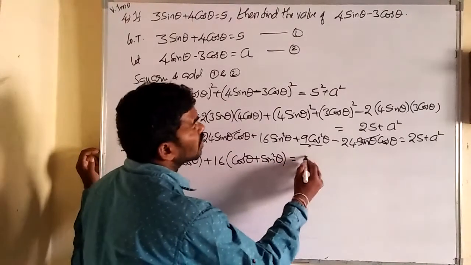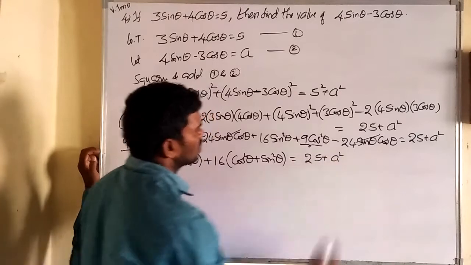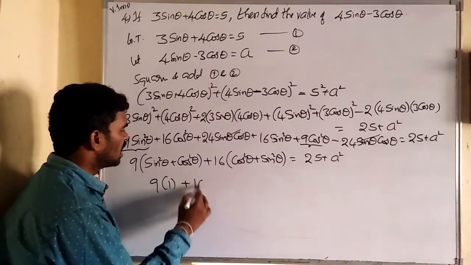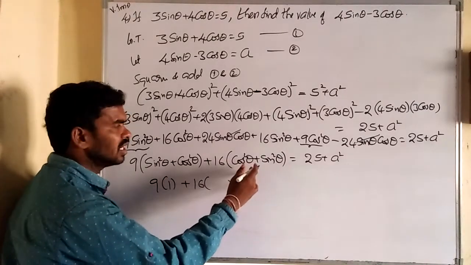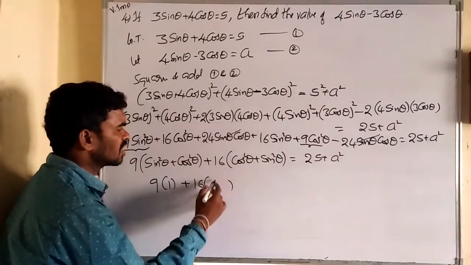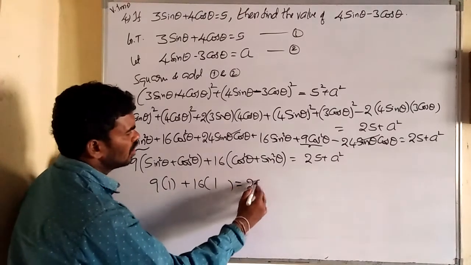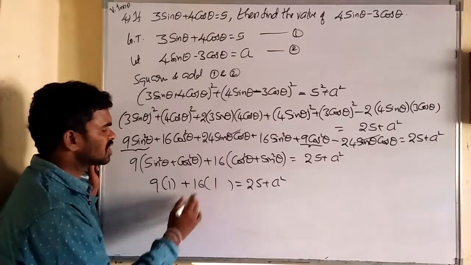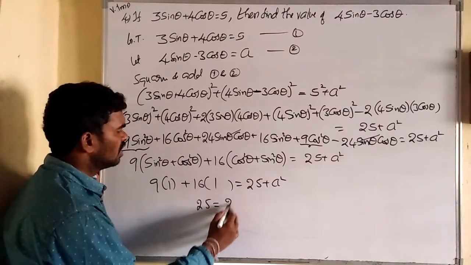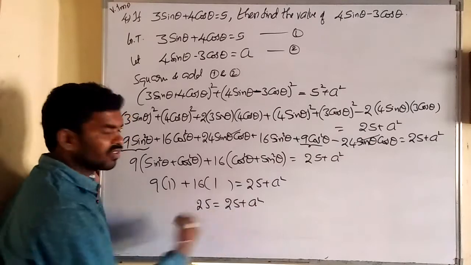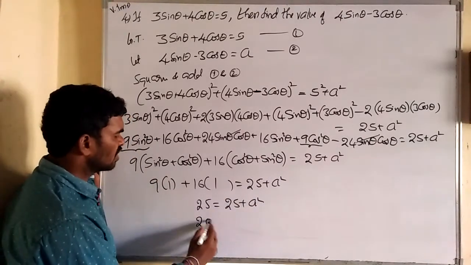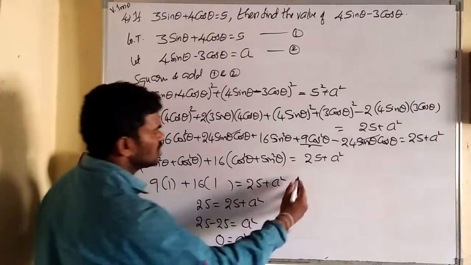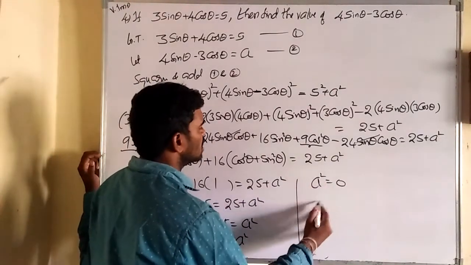And what are the right hand terms? 25 plus a square. What is the value of sin square plus cos square? It is the first identity, so 9 into 1 and 16 into 1, this is also the first identity, which is 1. So 9 into 1 is 9, 16 into 1 is 16, and 9 plus 16 is 25. So 25 equals 25 plus a square. Bring 25 to the left side, so it becomes 25 minus 25 equals a square. So a square equals 0, that means a equals 0.